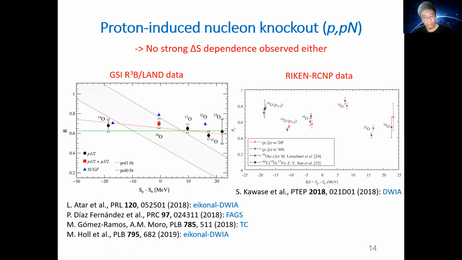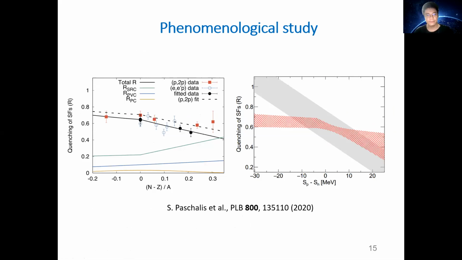So, as for the GSI R3B LAND data, I should also note that 3 out of 4 models I presented earlier have been used. One of the goals of our work is also to try to use the partial wave DWIA, the longest developed model, for this data as well.